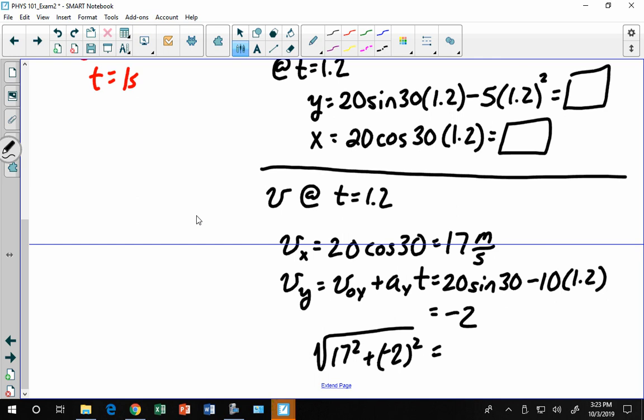I get 17.1. It'll be 17 rounding, but okay. You're gonna have to do vectors too. There'll be a question about vectors, so we'll work on this in a second. I know that seems like a lot, but you can do it. You know exactly what it's gonna be. So with some practice, you can do it.